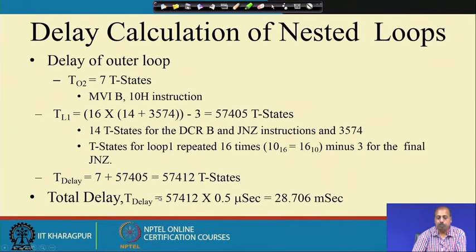If we assume 2 megahertz operation, then the total delay will be about 28.706 milliseconds. So, it is significantly high compared to a single loop. This way we can use nested loops for generating delays within programs for microprocessors.